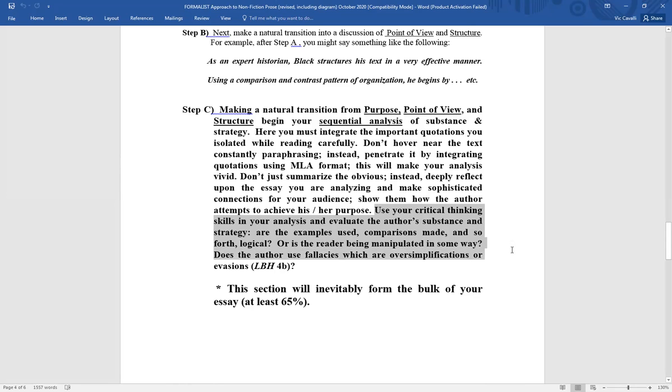Does the author use fallacies, which are oversimplifications or evasions, as you see described in your little brown and in the test you've taken? This is very important. You must not just describe what is there. You must think about why it's there, the analysis of substance and strategy, and you'll see that in the sample essays. So that's 65%. That's the body of your essay.